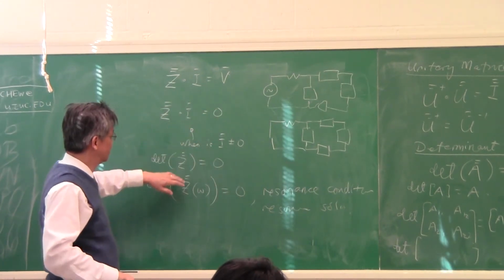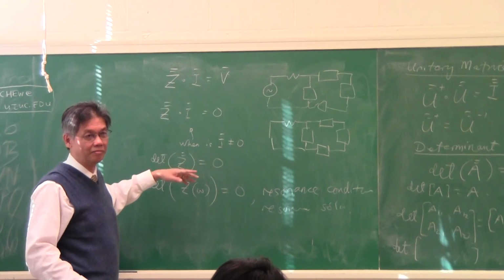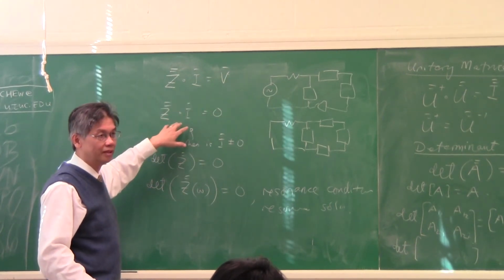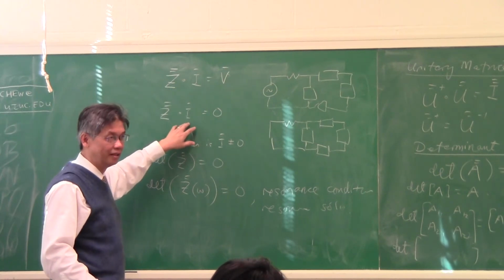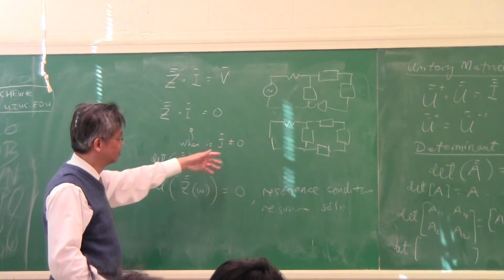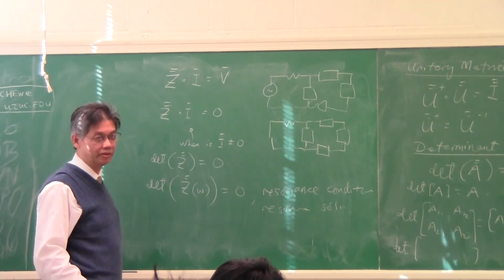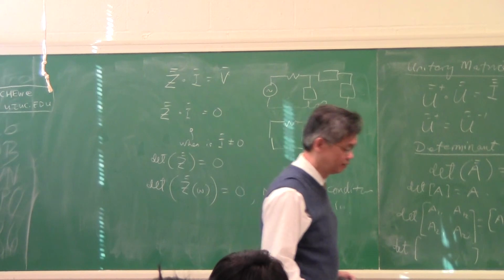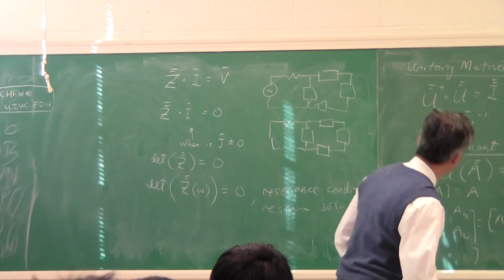Okay. And this is just an example of what a zero eigenvalue means. Zero eigenvalues means a non-space solution or a non-trivial solution. And for circuit problems, it corresponds to a resonance condition. Okay. So let me see what else I want to say.